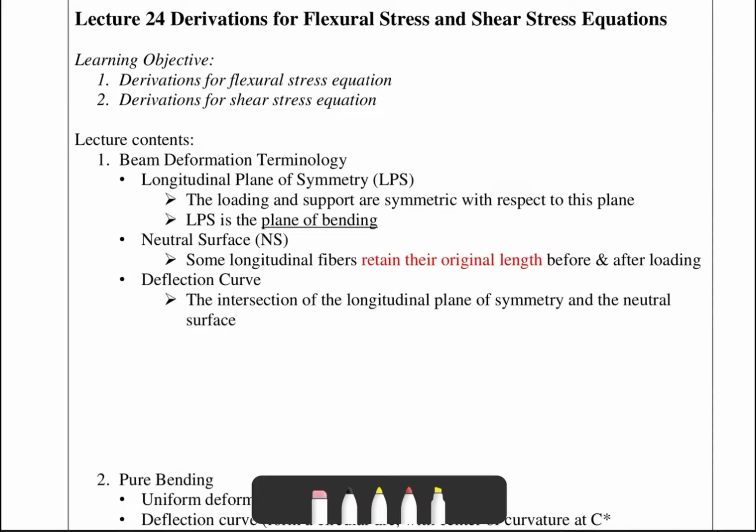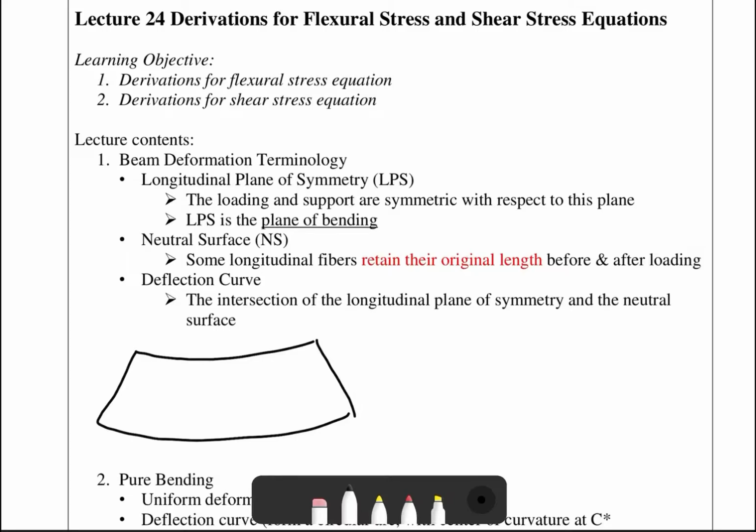Today we are going to derive the flexural stress and shear stress due to the shear and bending moment here. Before we do the derivation, we need to know some terminologies. After we bend the beam, our beam is going to be deformed like that.